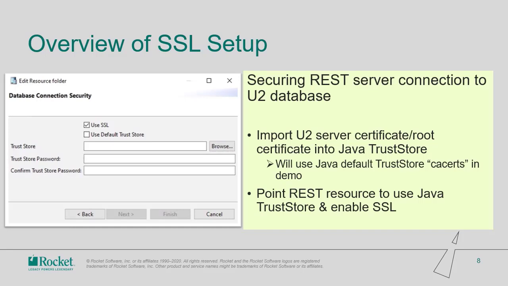Next step, if you want end-to-end security, which would be SSL between the client and REST server, and then SSL between the REST server and the actual U2 database, the next step is securing the REST server connection to the database. To do that, you'll be importing either a copy of your server certificate, which is probably more if you're using a self-signed certificate, or otherwise a copy of the root certificate that signs that server certificate. I'm talking about the U2 server certificate. That may or may not be the same server as your REST server. So we're going to take a copy of that and import it, at least in my demo, into the standard Java trust store, which is the cacerts file. Beyond that, just point the REST resource to use the Java trust store and enable SSL, just like the last step.